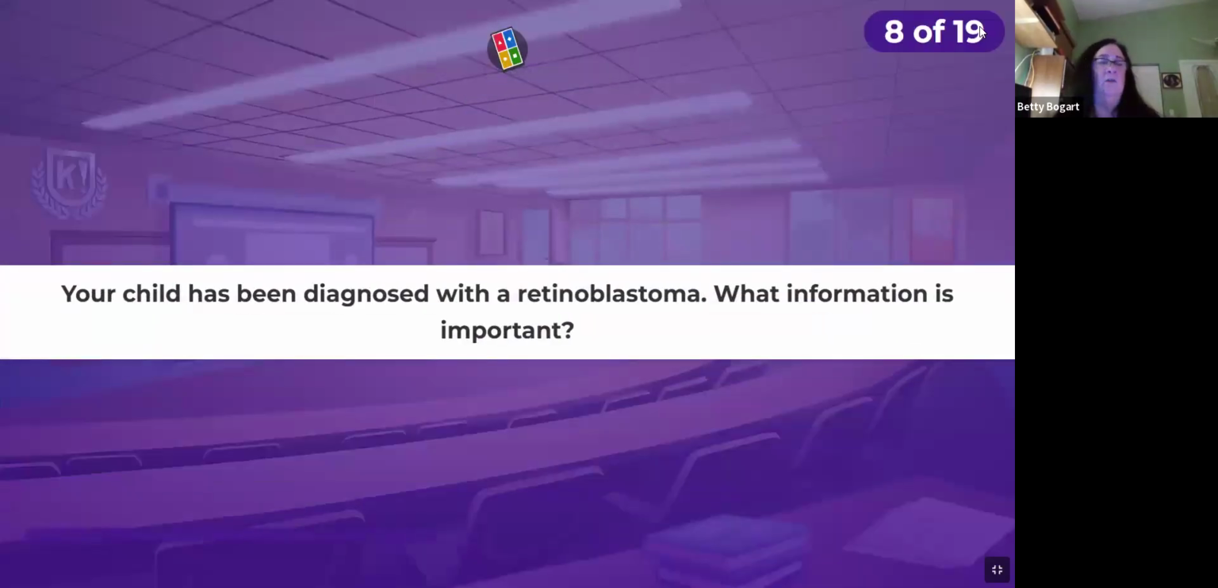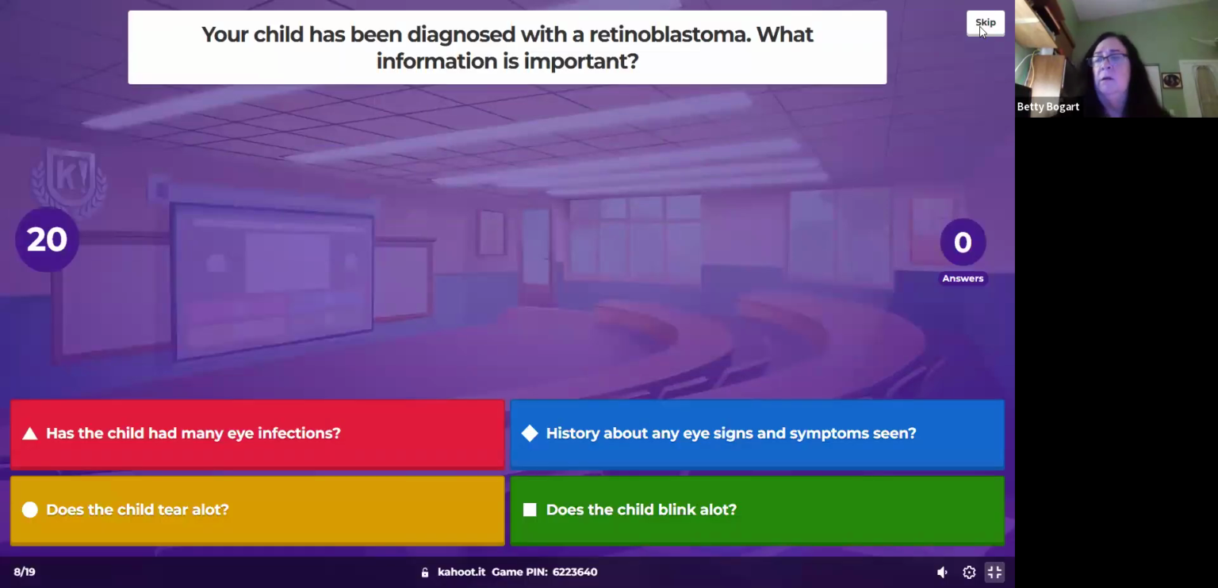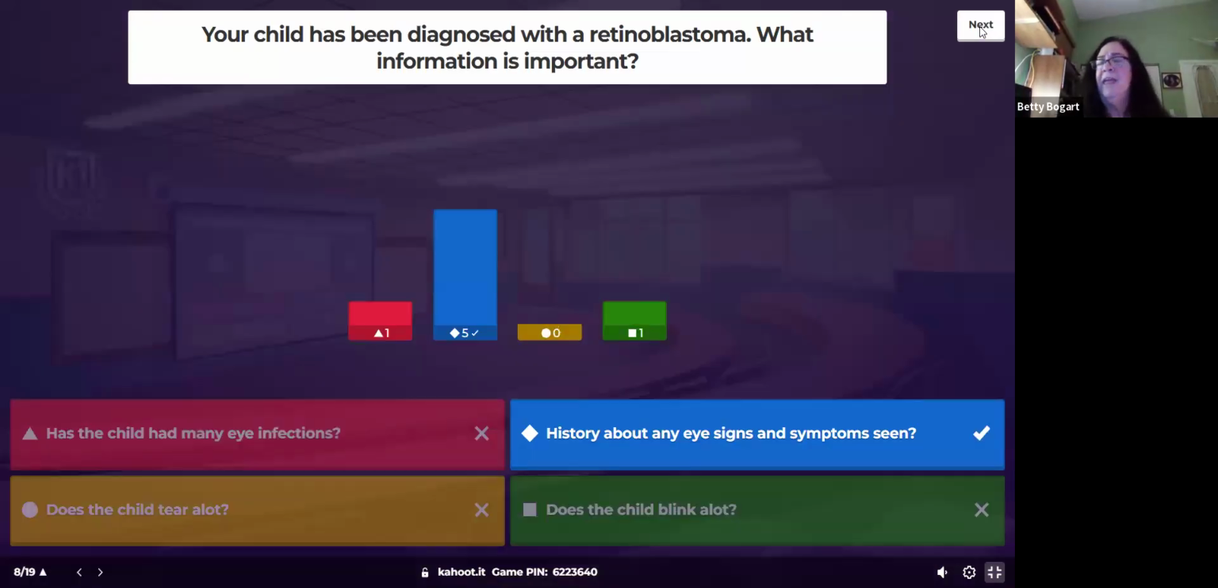Your child's been diagnosed with a retinoblastoma. What information is important? So you've got one of those cat's eyes going on, and I need to do an assessment on you. What are some questions I'm going to ask? Again, what's been going on with your eyes? Is there anything that could have led up to this? Very good. Yes.